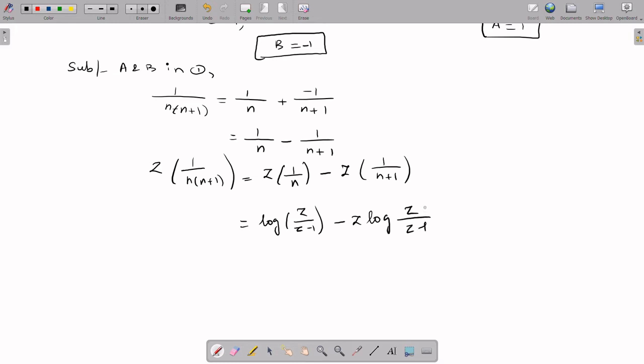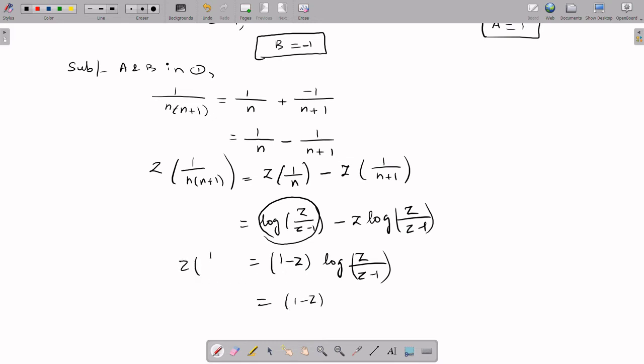This is the value of n plus 1, or you can have this to be 1 minus z. Here log of z by z minus 1 is common for these terms. So 1 minus z into log of z by z minus 1. Or you can write this, if you want z minus 1 in the numerator, then you can have this term to be, this is your answer. You can stop your answer here alone.